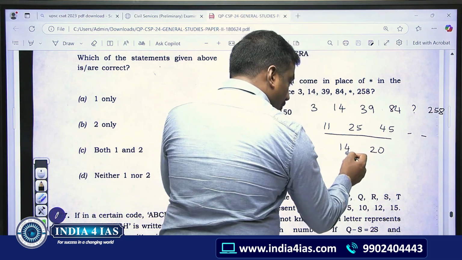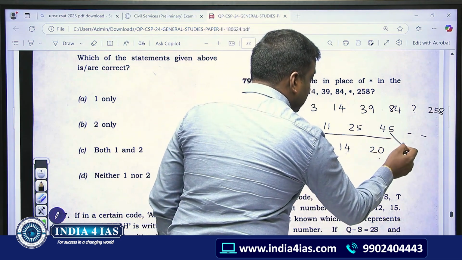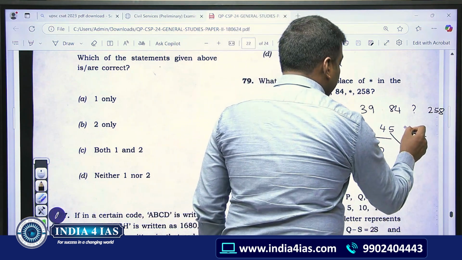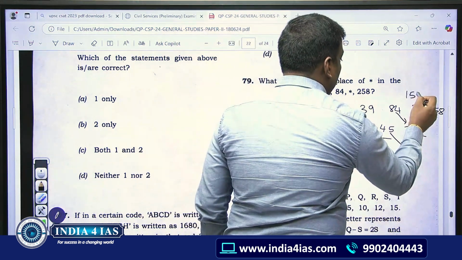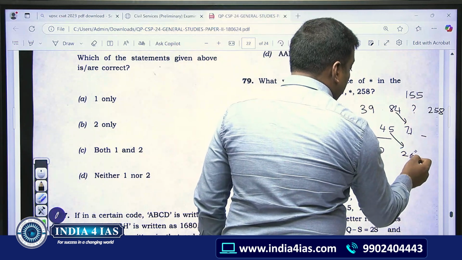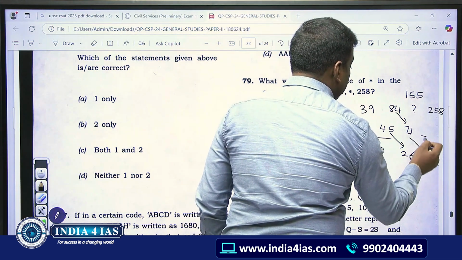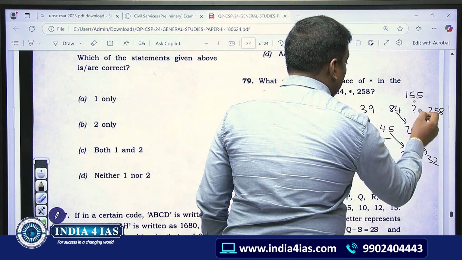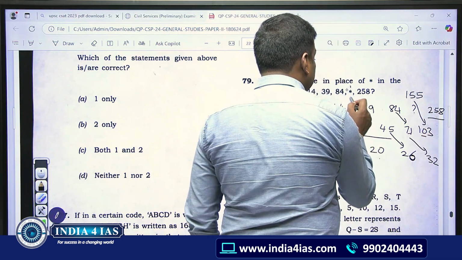25 and 45, what is the difference? 20. Now 14, 20, 6 more. So here 6 more. 26 plus 45 will be 71. You have to add to this. 84 plus 71 is 155. Now here 14, 20, 26, next is 32. But 71 plus 32 is 103. 155 plus 103 is 258. That means we are right.